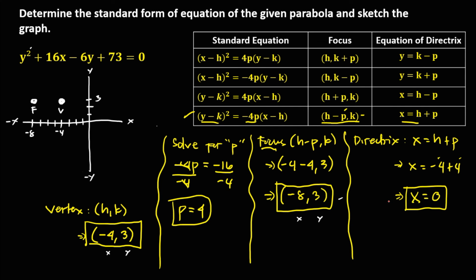Then for the equation of the directrix, x equals 0. So this one is 0, and this is now the equation of the directrix. Therefore, the graph of the parabola opens to the left. So this is now the graph of this parabola.